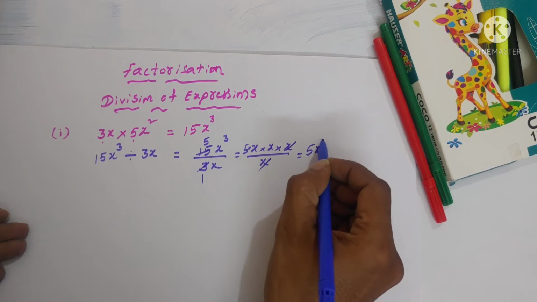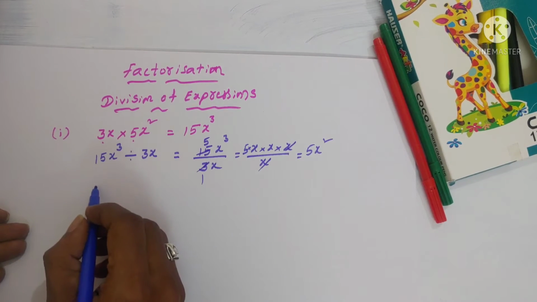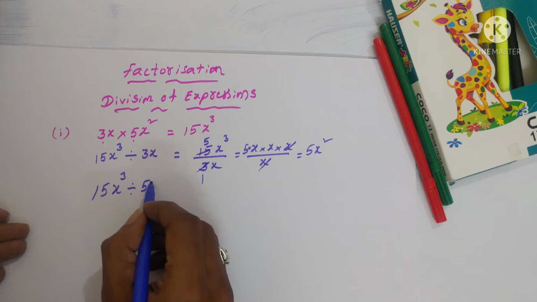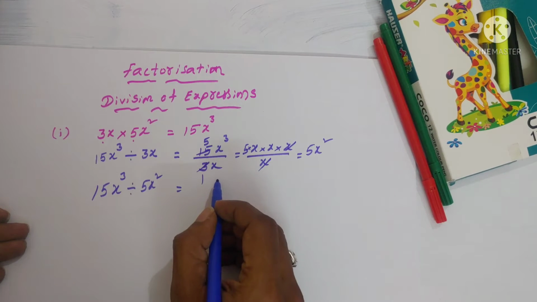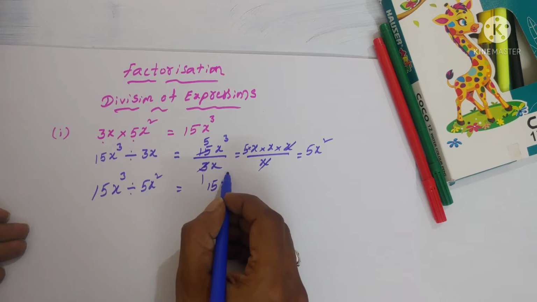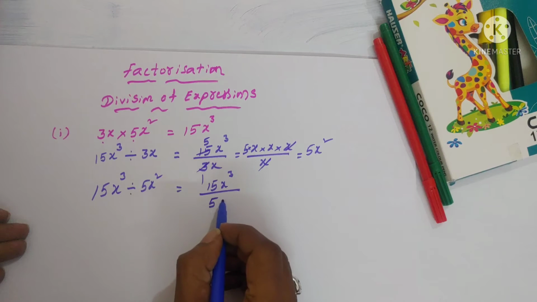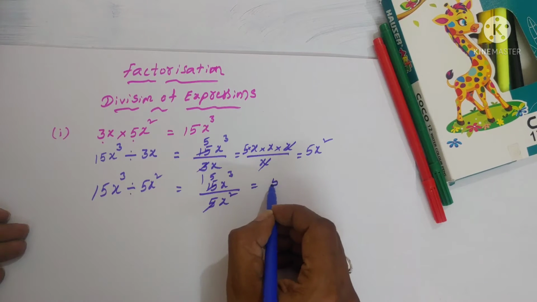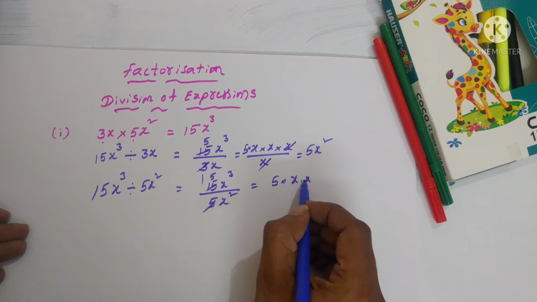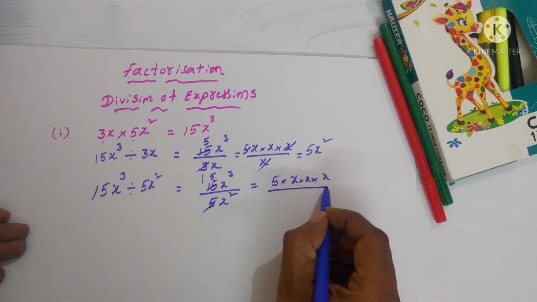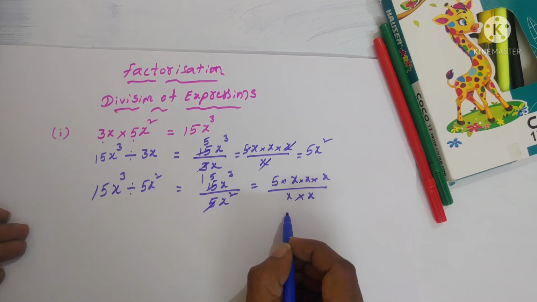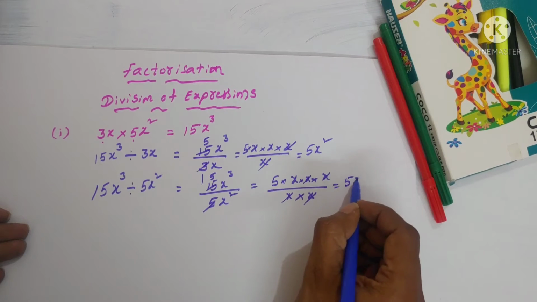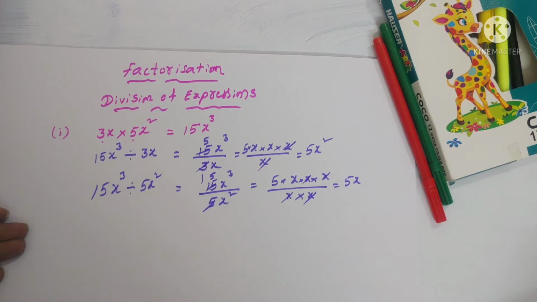Okay children. Next, if we divide 15x cube by 5x square, what do we get? Simply you can say 3x. See here. First you can cancel out these 5s, and then this x cube can be written as x into x into x, and the denominator is x into x. Now cancel these two x's, then we get simply 3x.